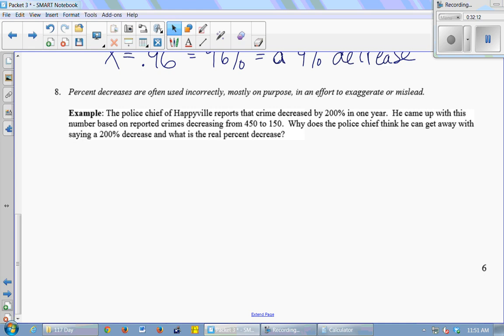Okay. Is it a 200% decrease? Can you decrease by 200%? What's the most you can decrease by? 100%. If you have some baseline, you know what crime used to be. If crime was gone, if we went from 450 to 0, that would be a decrease of 100%. 100% of crimes went away. Decreasing by 200% is like a meaningless statement. You can't do that.